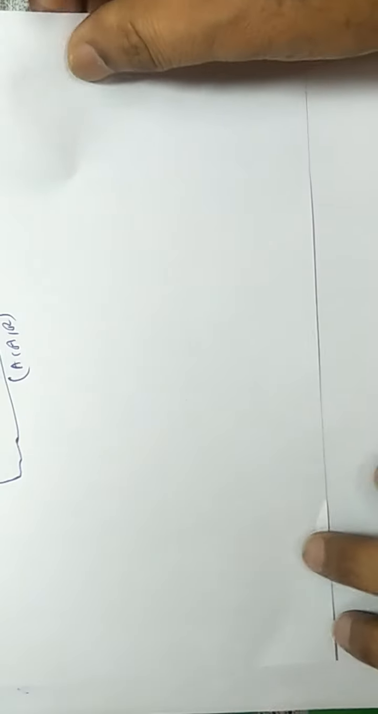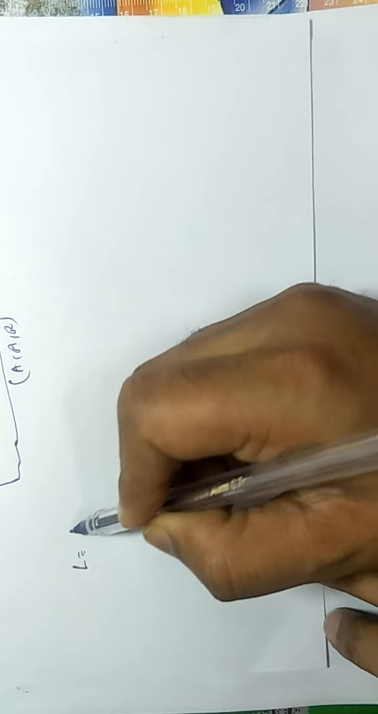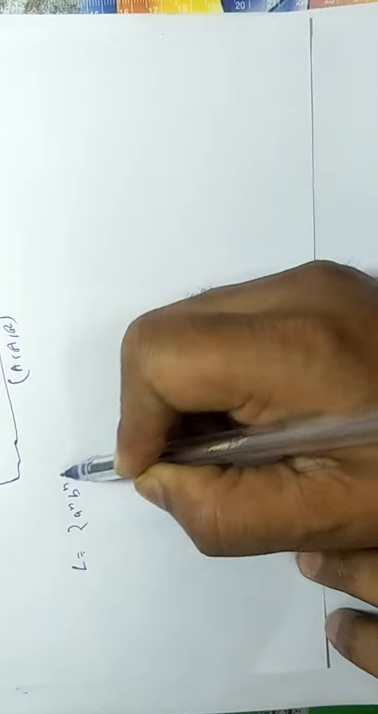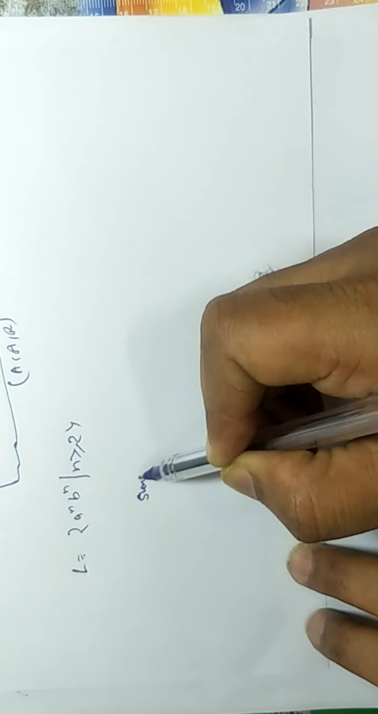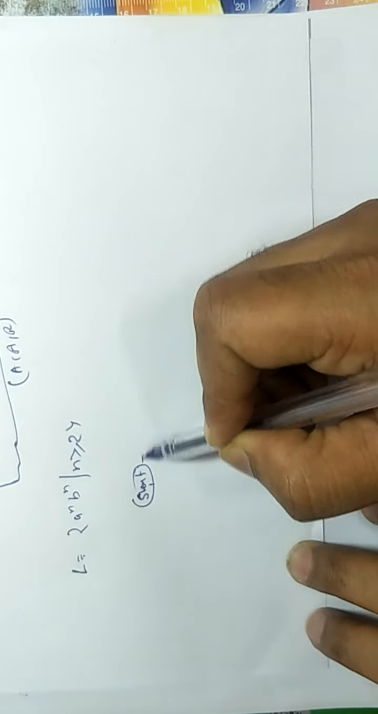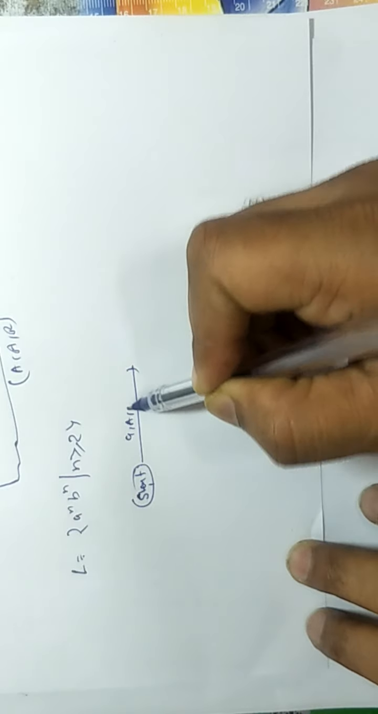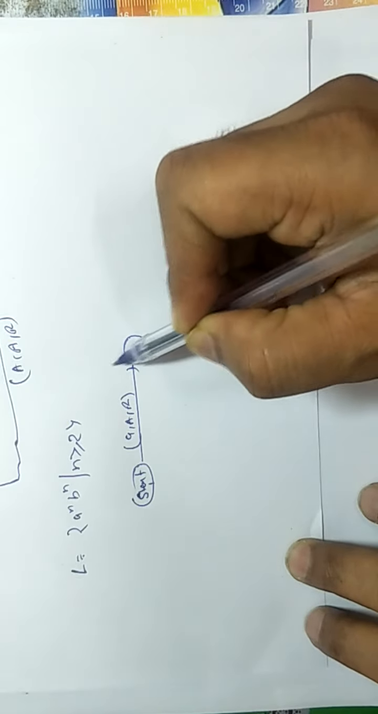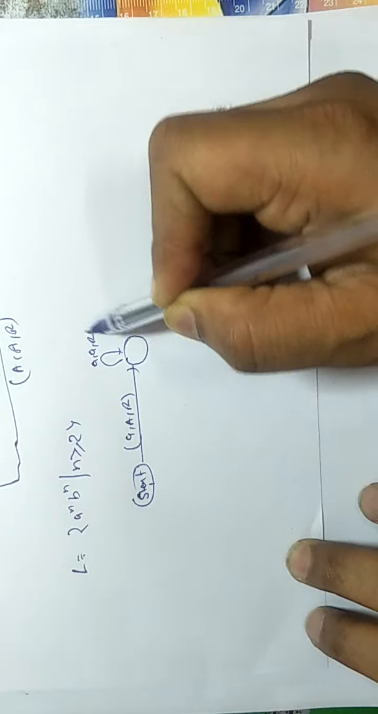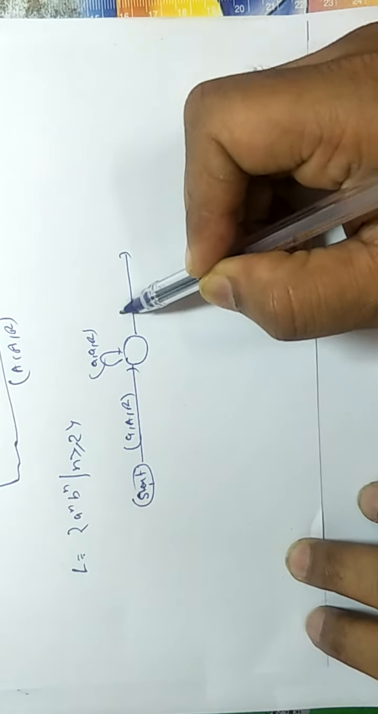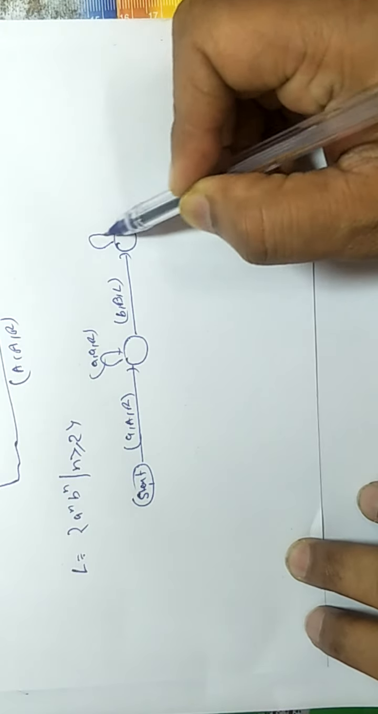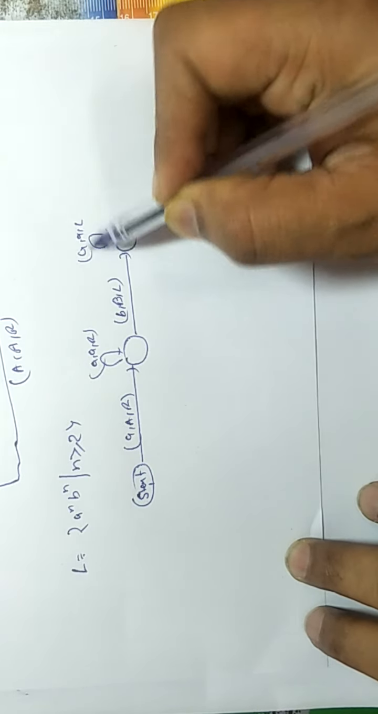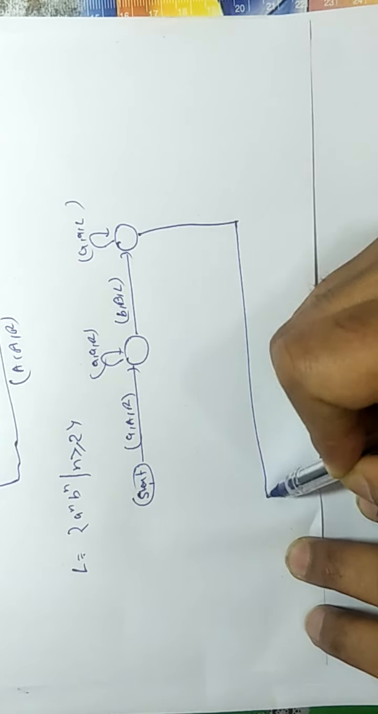Now designing a Turing machine for L = a^n b^n, n ≥ 2. So first draw it. You get a, change it to capital A, moving to the right, small a, then small b, changing it to capital B, moving to the left, then small a, moving to the left, then capital A.